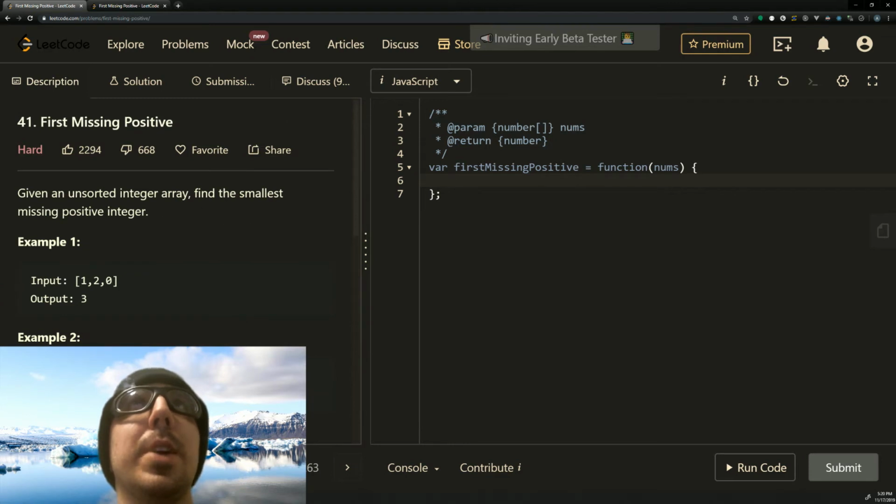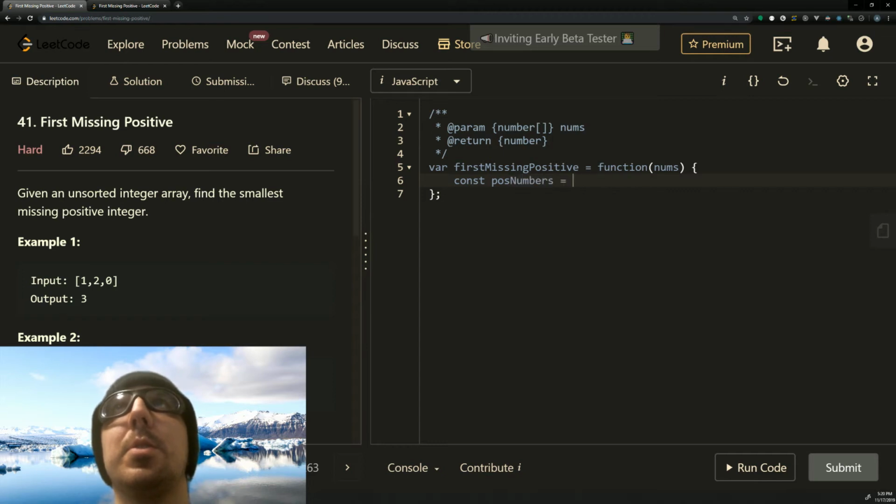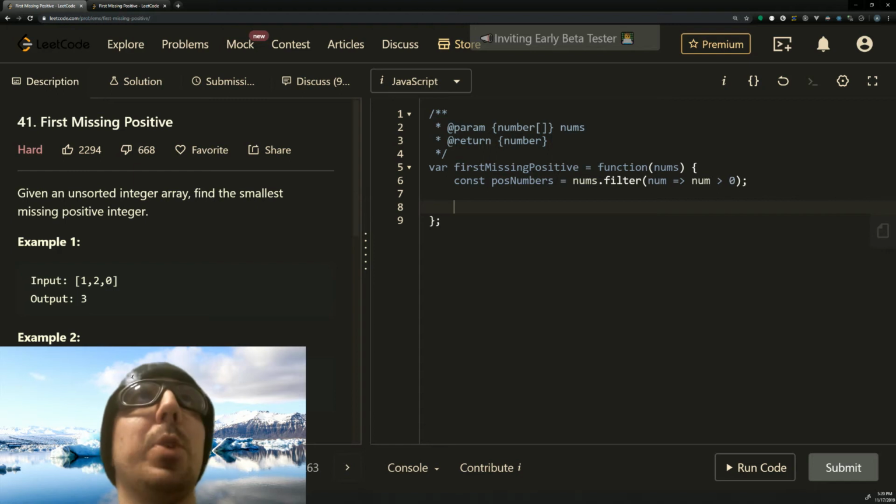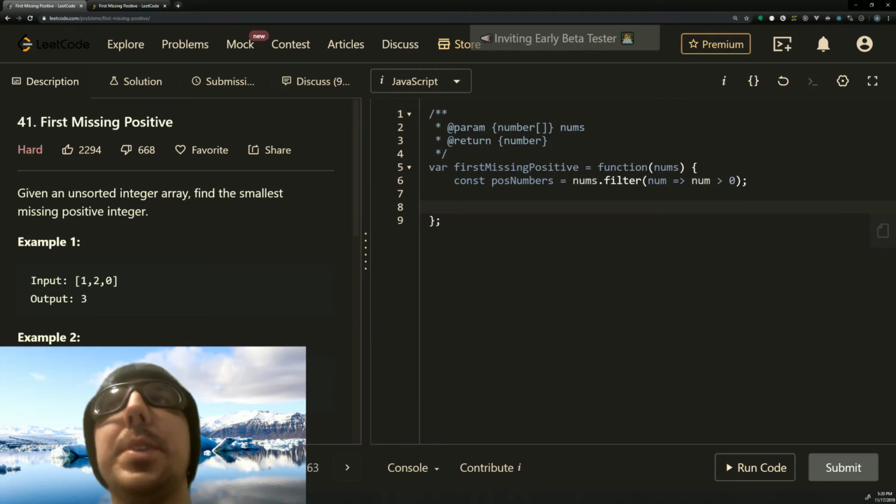Well, first off, let's go ahead and just filter out the non-positive numbers. So let's say positive numbers equals nums.filter, and we're just going to remove anything that is less than or equal to zero. So we want stuff that is positive only. And next up, we want to figure out some way to find the smallest missing positive number. There are a lot of ways to do this. However, many of the ways to do it are not in linear time.